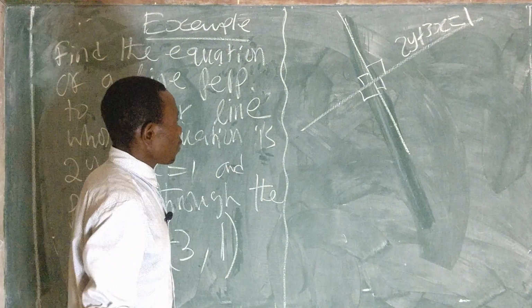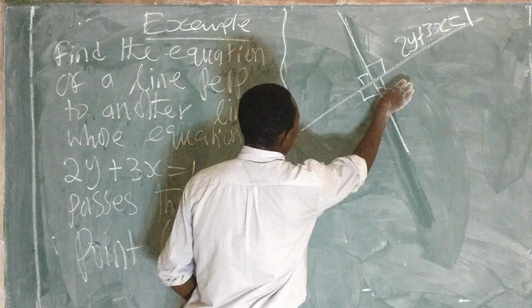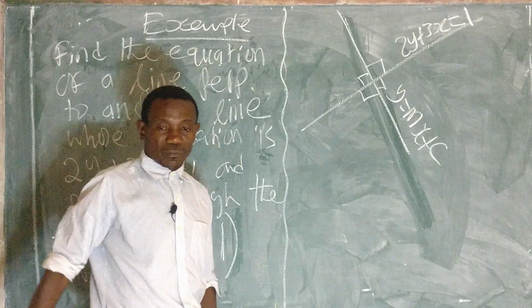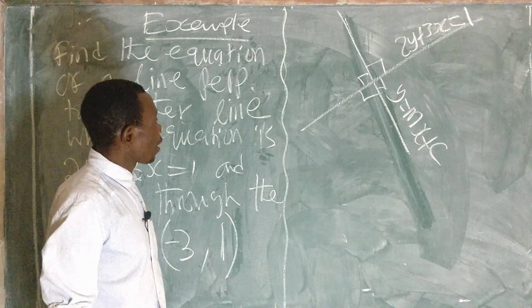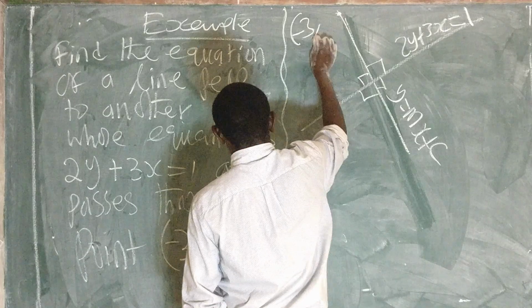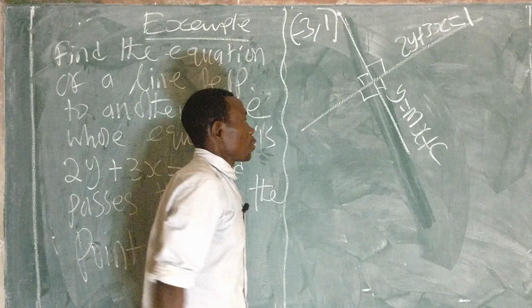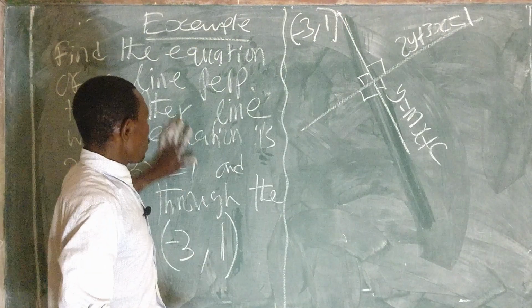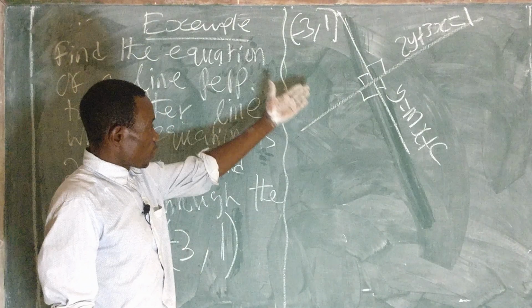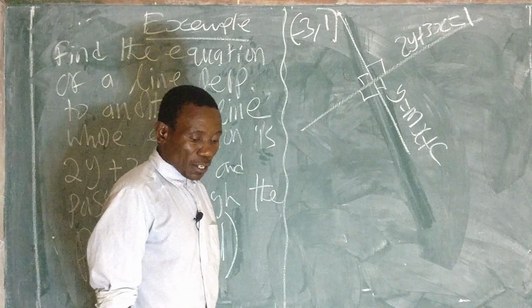But now, here is another line. The equation is not known. So you can represent it by y is equal to mx plus c. You know that is the general form. But this line is passing through the point minus 3, comma 1. That's what we are told there. So the question is interpreted this way. Right. So what is the equation of this line?